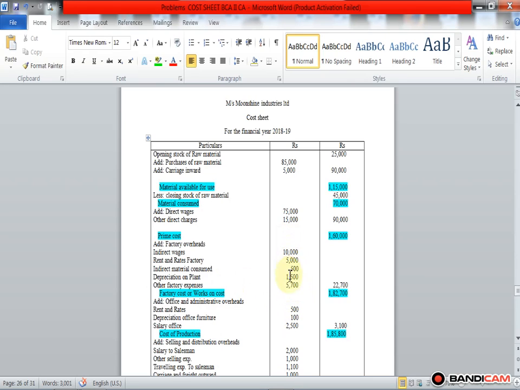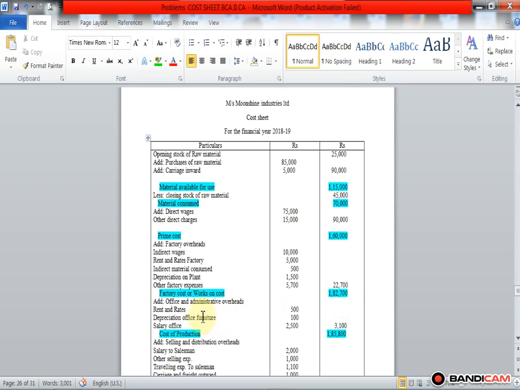Then we make the total of factory overheads, that is 22,700, and this 22,700 is added to prime cost rupees 1,60,000. We get rupees 1,82,700 as factory cost or works cost.